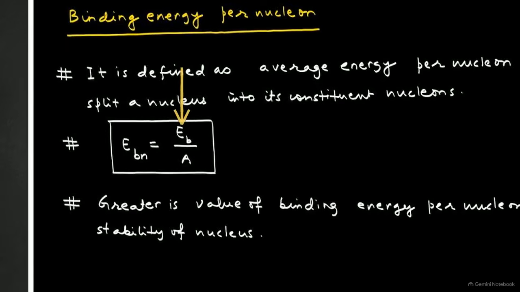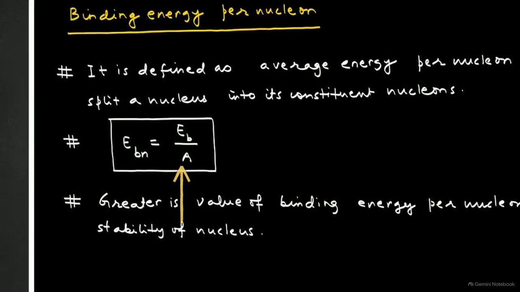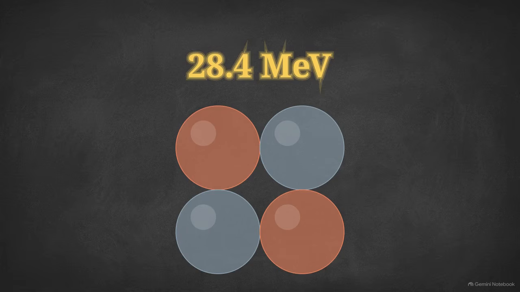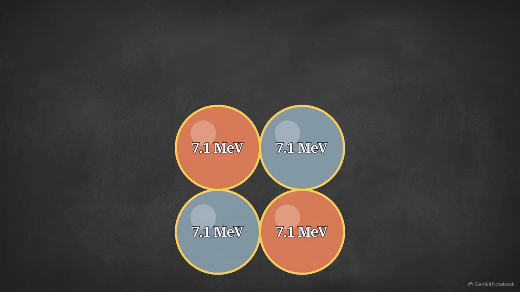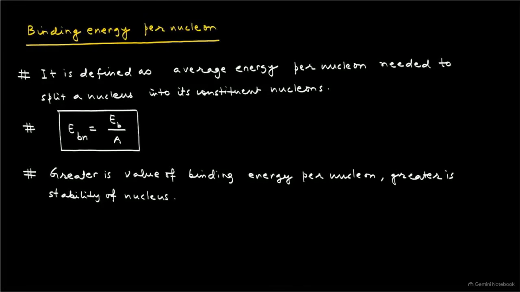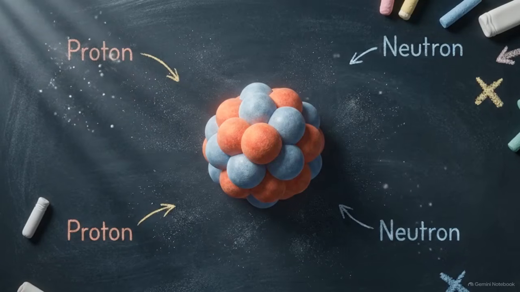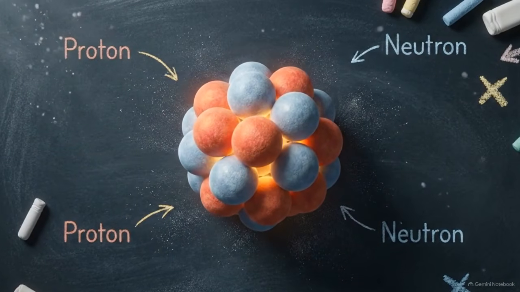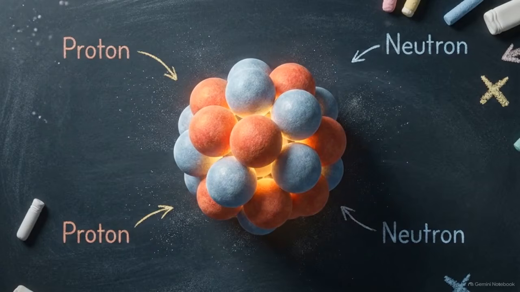We take the total binding energy and divide it by the mass number A, the total count of protons and neutrons. If we return to our helium calculation, we take that total 28.4 mega-electron volts and divide it equally among its 4 constituent nucleons. This gives us 7.1 mega-electron volts per nucleon. As the text states, the greater this per nucleon value, the greater the overall stability of the nucleus. Nature inherently favors atomic configurations that maximize this average energy. This constant structural preference is the invisible engine powering all nuclear reactions.